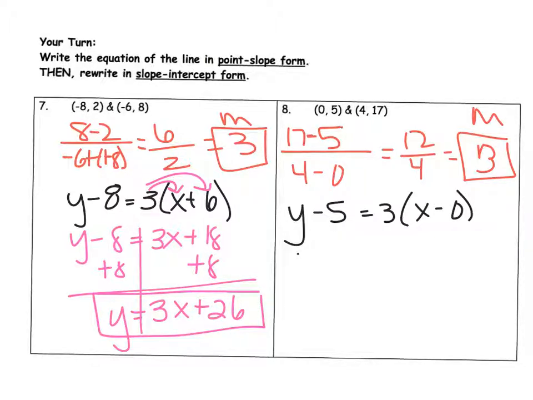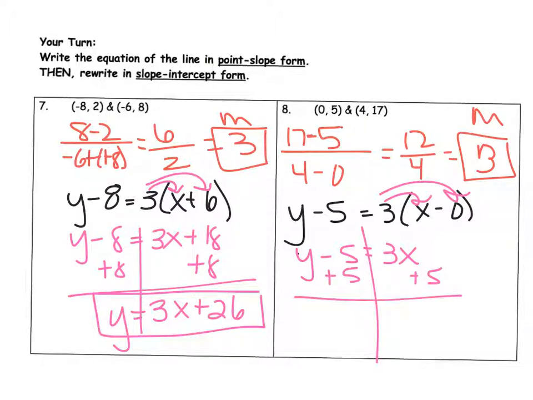Distribute your slope into your parentheses. You get y minus 5 is equal to 3x, and 3 times 0 is just 0, so I don't need to add that in. Add 5 to both sides. You get y is equal to 3x plus 5. And you're done.